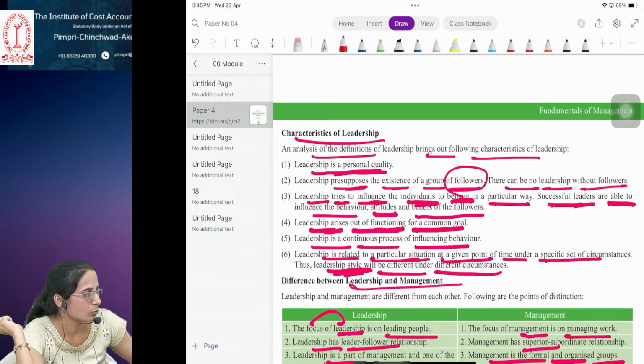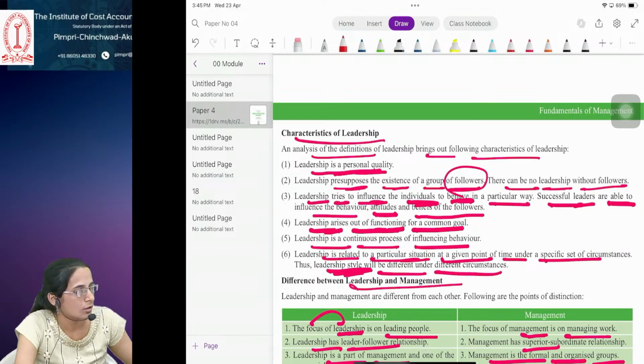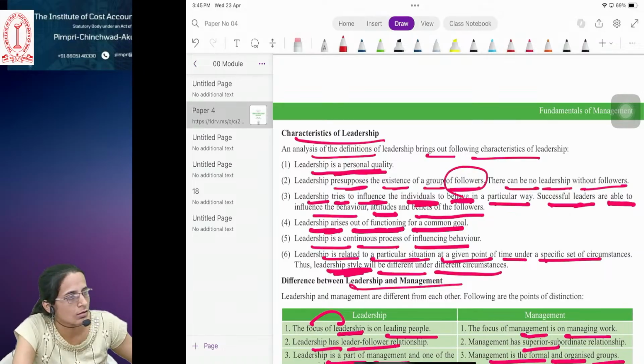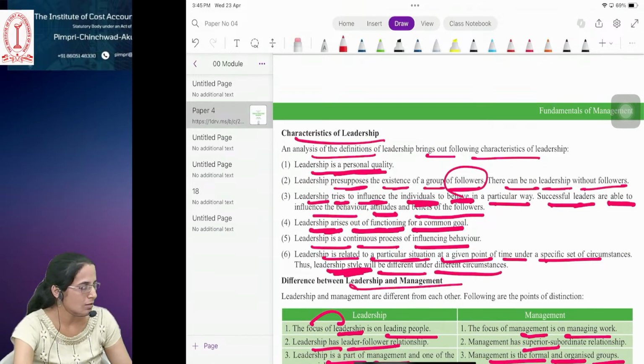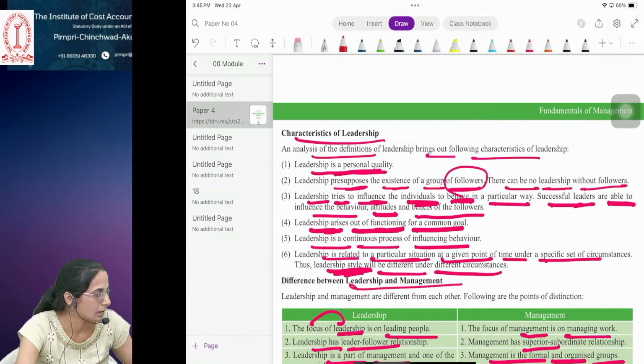Why is it not moving further? Here it is there. Here also, no, here it is stopped. Just a minute. Now it is fine. You are not able to see the screen again, right? That's it. What's the issue?